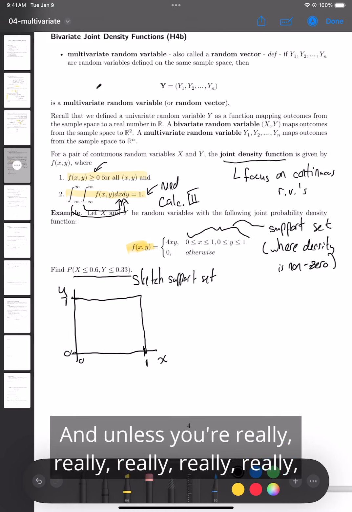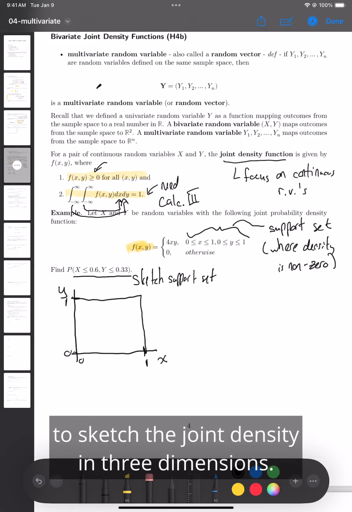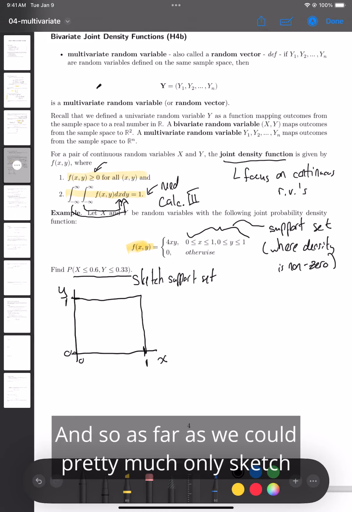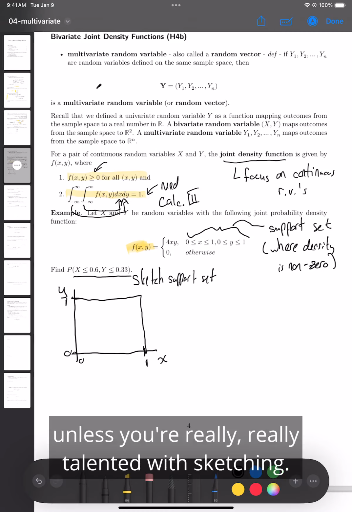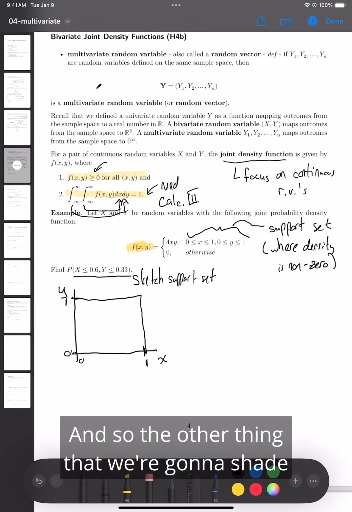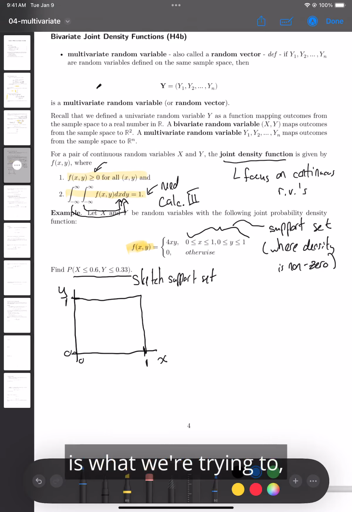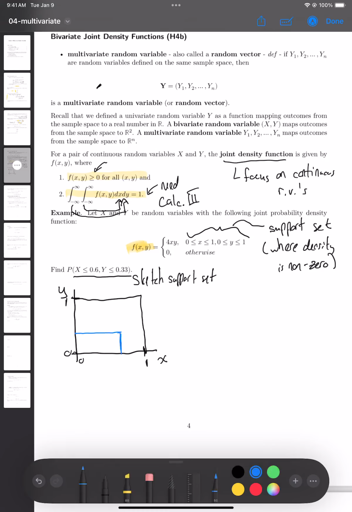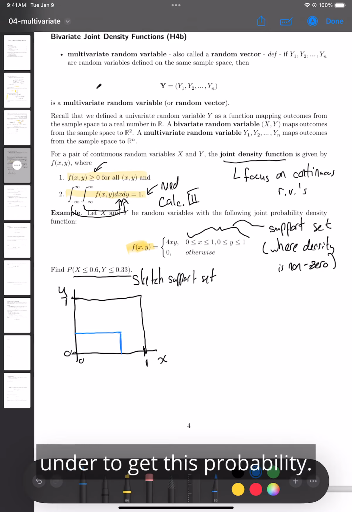And unless you're really, really talented, you're not going to be able to sketch the joint density in 3 dimensions. So as far as we could, pretty much only sketch the support set, again, unless you're really talented with sketching. And so the other thing that we're going to shade is the volume that we're trying to integrate under to get this probability.